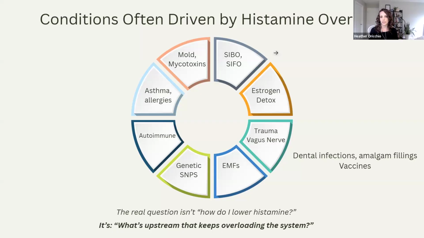Trauma, vagus nerve dysfunction. This is a really big one that has to be addressed early on. Again, EMFs. Everybody is bathing in EMFs these days. We are literally in millions times higher electromagnetic field exposure than our grandparents were, and it has a significant impact on our cells. Genetic SNPs, so I can't get too much into the genetics today.